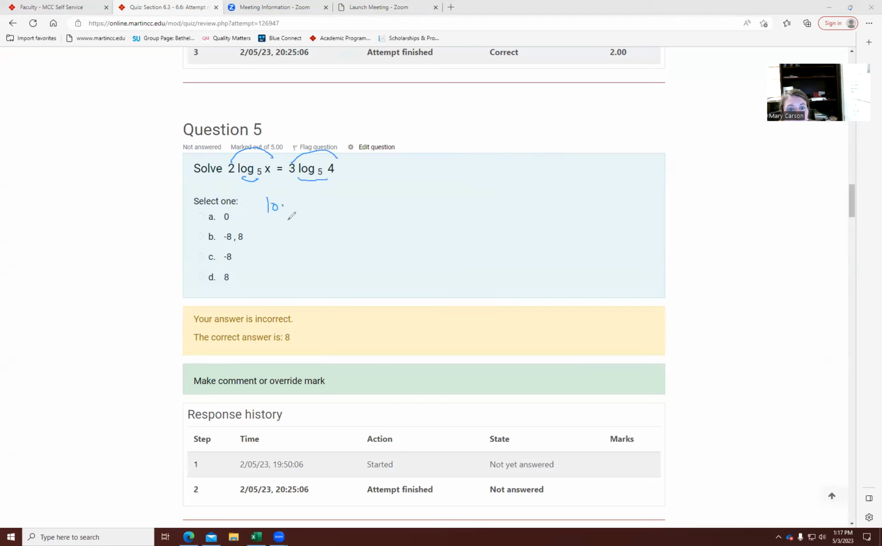So you would have log base 5 of x to the second. Again, this is a property of logs. And this will be log base 5 of 4 to the third. So the number in the front of the log becomes the exponent in the back of it. That's one of your properties. And then you can just cancel these out, and you're left with x squared equals 64. Then we take the square root, and you get x equals plus or minus 8.